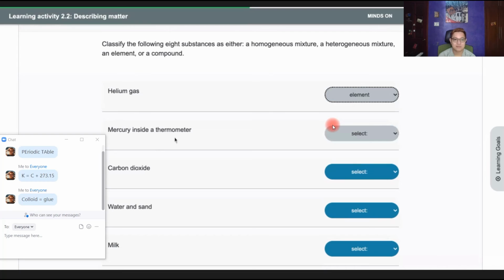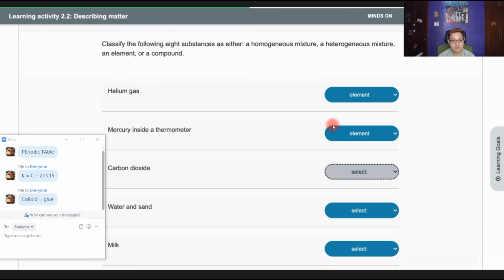Mercury inside a thermometer. It's not a compound. It's an element. Because the thermometer is made of glass and it doesn't mix anything with mercury, so it's not a mixture. Basically, mercury is just Hg. It's just one element itself.